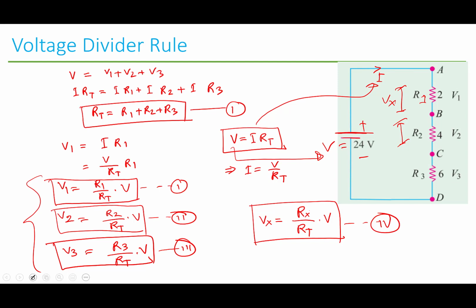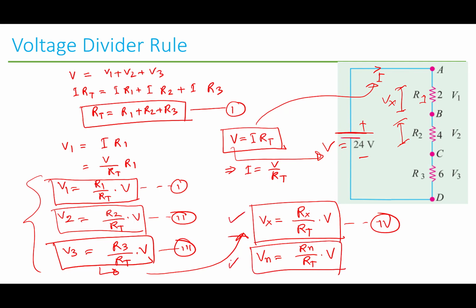So this expression we can write in general in this way. For n number of elements connected in series, the same thing we can also write as Rn over RT times V. So either this one or this one, all the same, but whichever way you prefer to remember this.